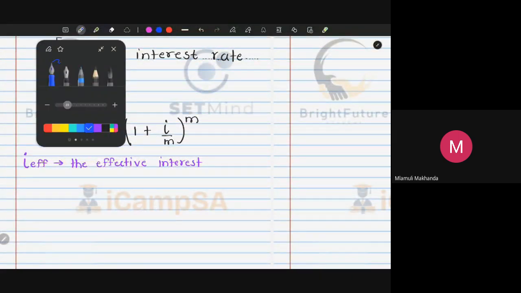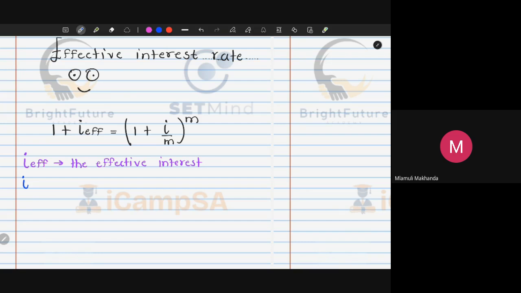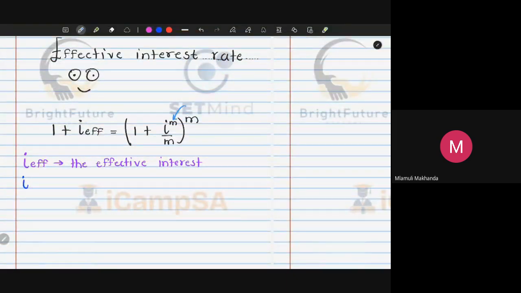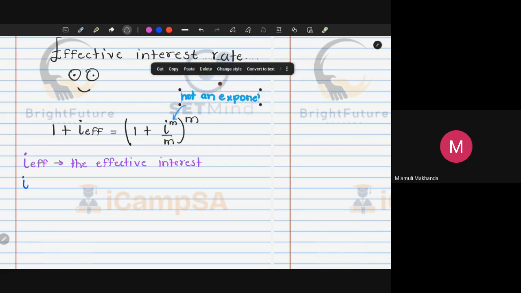And then if you look carefully, we have another parameter which we need to look at, which is i. And usually this i here, we put an m at the top, but that m doesn't mean exponent, okay? So that m there is not an exponent. You should look at the m which I'm pointing to, the m that is on top of the i, and not think of the wrong m. They usually put an m there, and that is not an exponent. That's very important for you to note, okay?